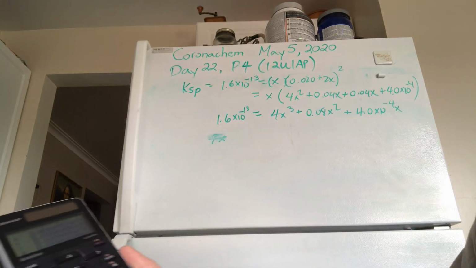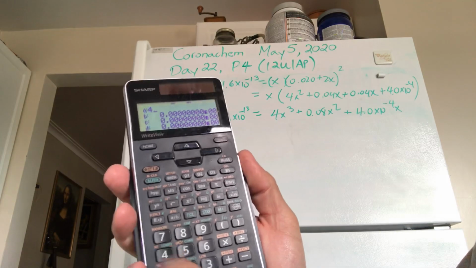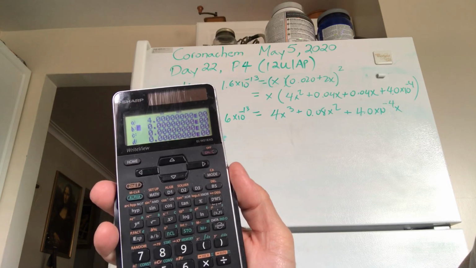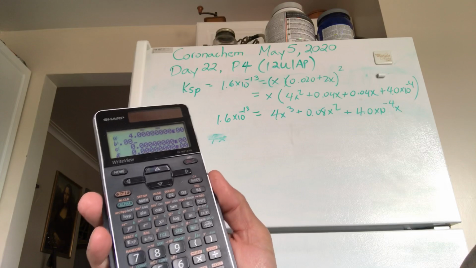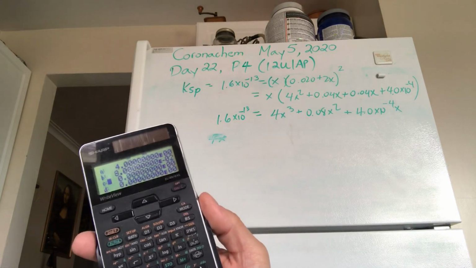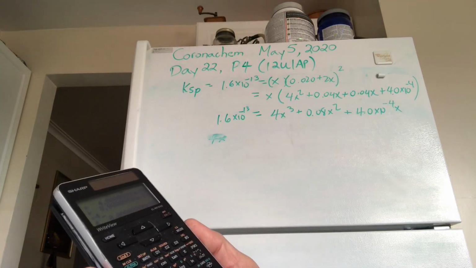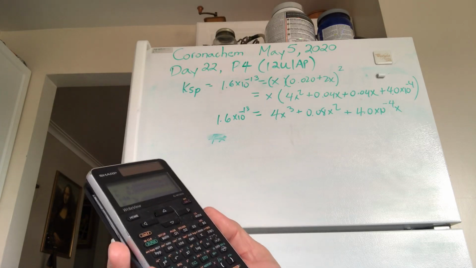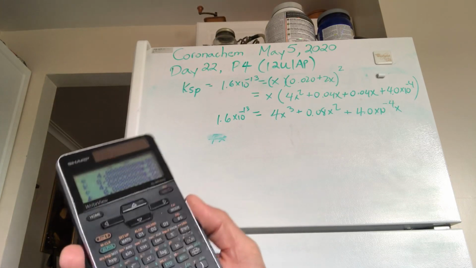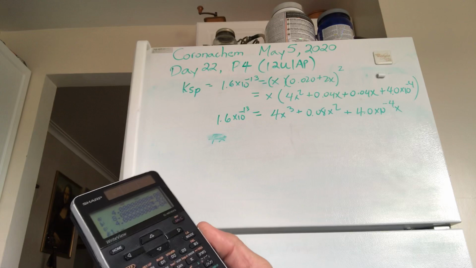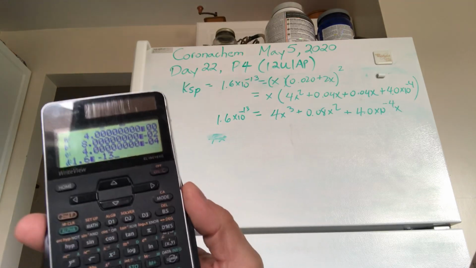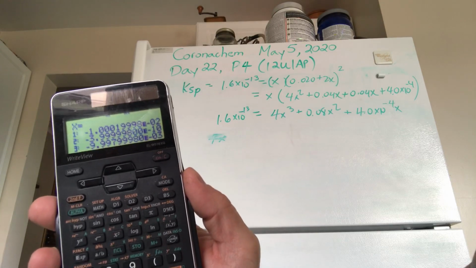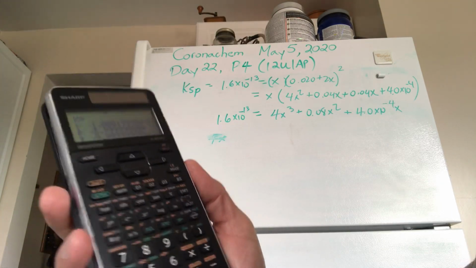So A, you're going to write 4 and then enter. Then for B, you're going to write 0.08, enter. For C, you're going to write 4 exponent negative 4, enter. And then the last one is 1.6 exponent negative 13, enter. Calculates for a while, and then you get 3 possible answers.